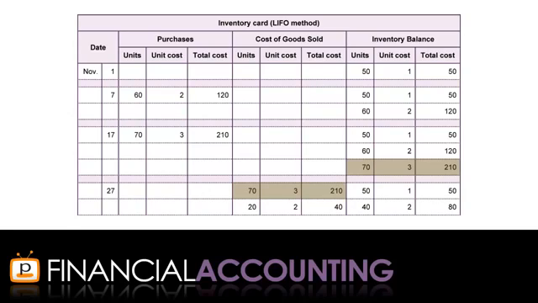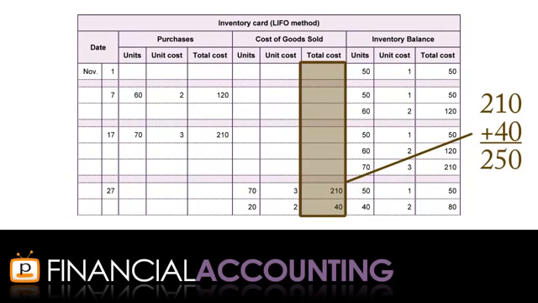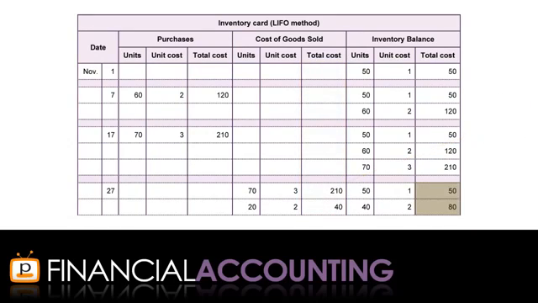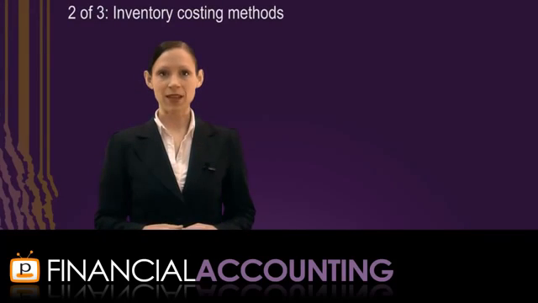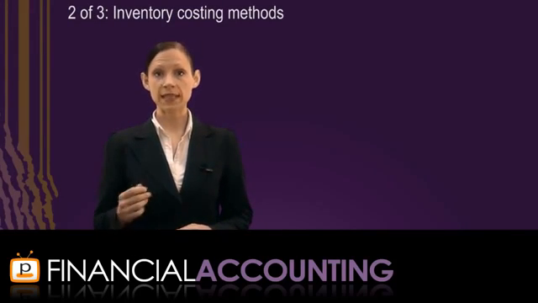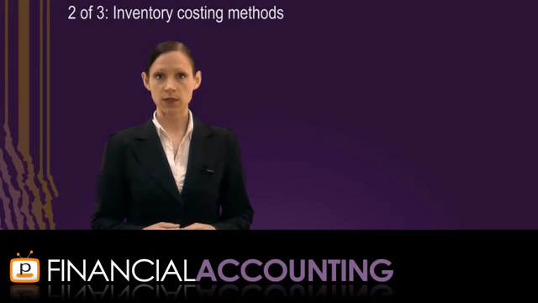no units that cost $3 each are recorded in the balance column. The cost of goods sold for the period can be calculated by adding together the values in the total cost column under the cost of goods sold heading. Here, the cost of goods sold is $250. The balance of ending inventory is calculated by adding together the total cost under the inventory balance column, but just for the last entry in the inventory card. In this case, ending inventory is equal to $130. We've just gone through a simple example of how to calculate the cost of goods sold and ending inventory using the LIFO cost flow assumption.